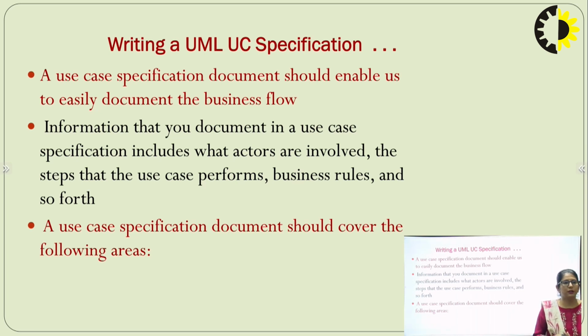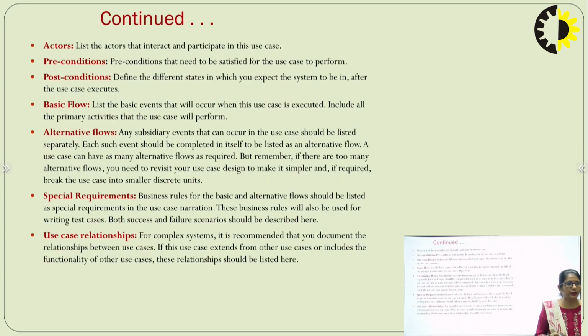A use case specification document should cover the following areas. For example, what the actors are, what the preconditions are, what the postconditions are, how the flow will be, how the flow shifts from one activity to another, whether there are any special requirements, and what kind of relationship is held between the use cases. There are different use cases, so what relationship is exhibited between them? All these you need to mention in the specifications.